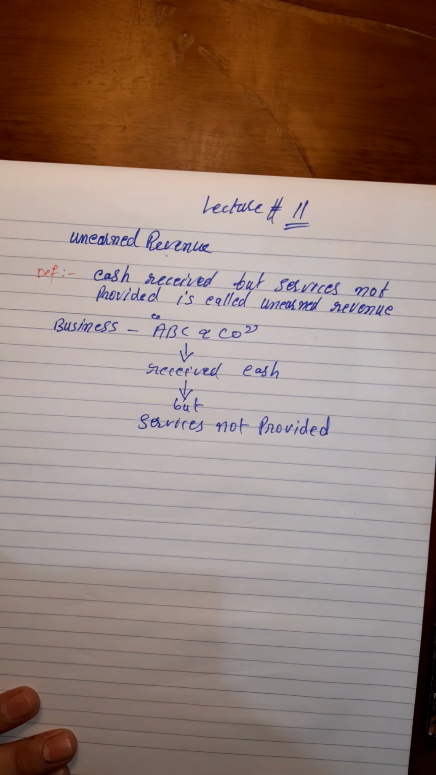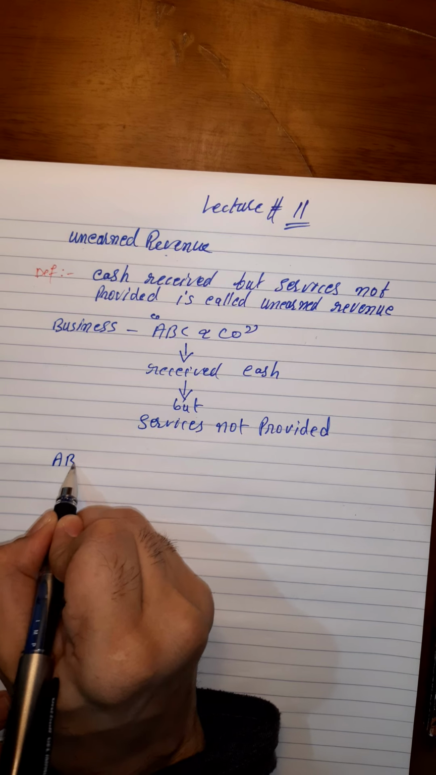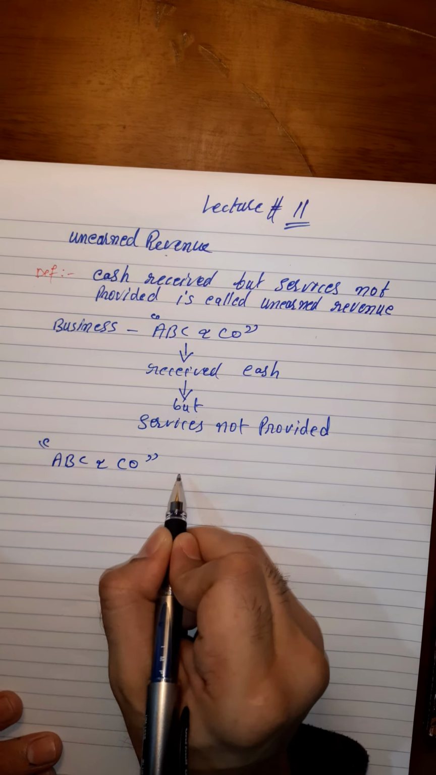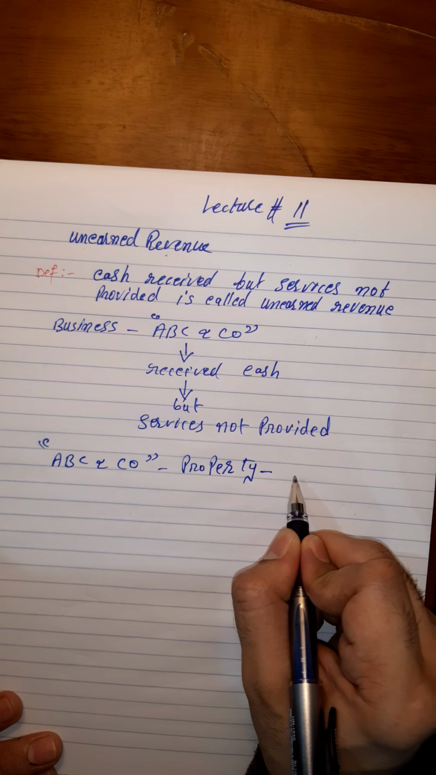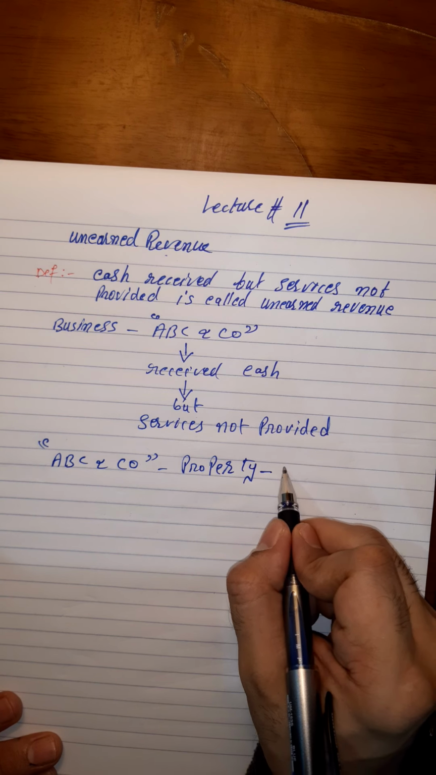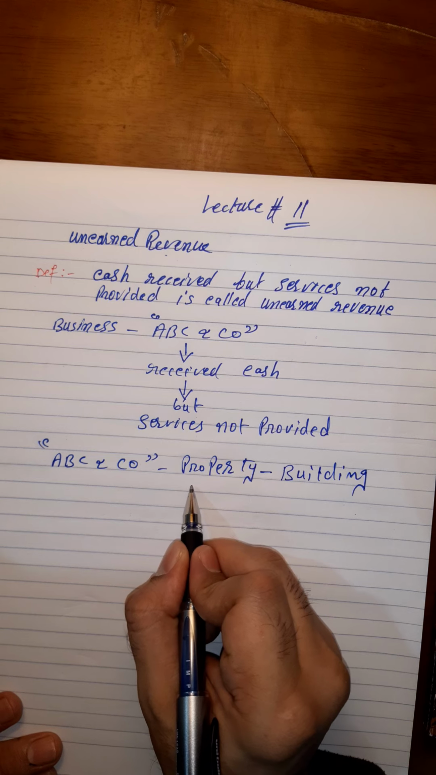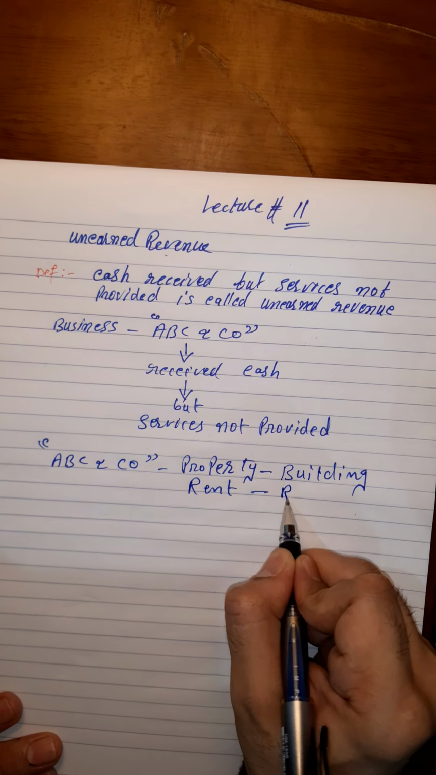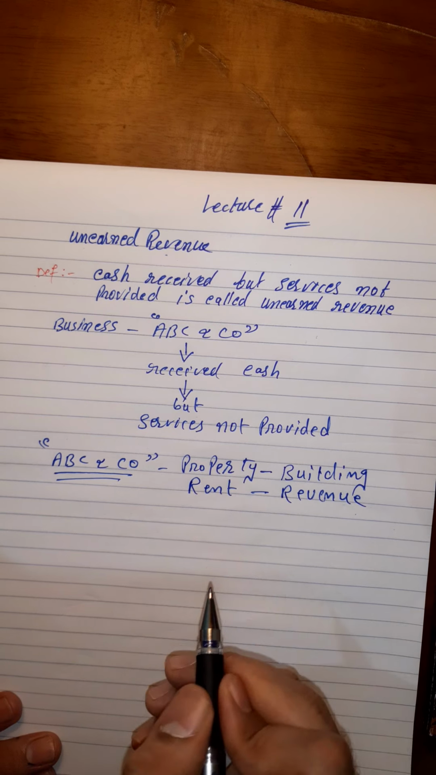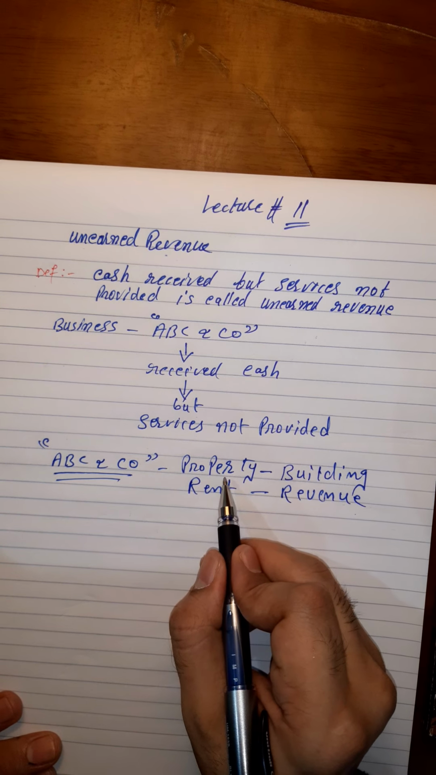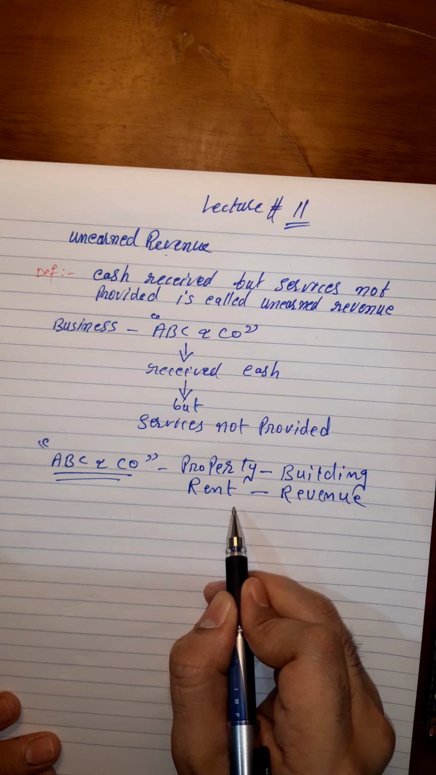Okay, we take one example. ABC and Co has a property, for example a building. ABC and Co give this property on rent. So rent is revenue for ABC and Co. Friends, ABC and Co have one property which is a building, and this building ABC and Co give on rent.